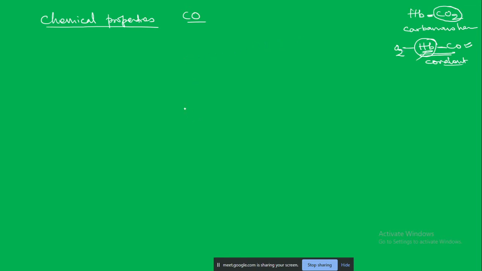So we will look at the chemical properties. One of the important properties is that carbon monoxide acts as a reducing agent. For example, if I take Fe2O3 and react it with carbon monoxide, and I say that carbon monoxide is a reducing agent, what should it do to this Fe2O3? It should reduce it to iron. It is a reducing agent, so it should reduce.